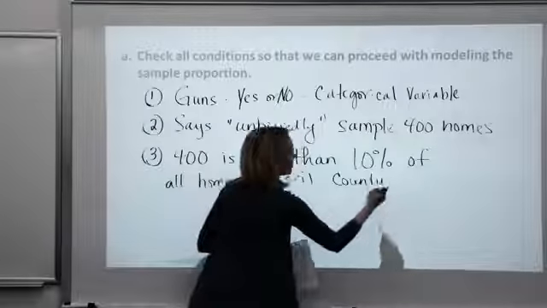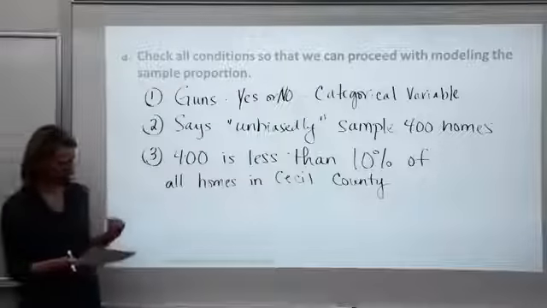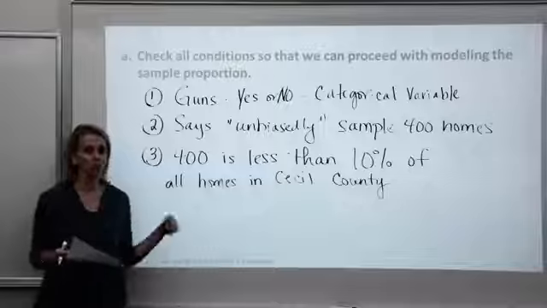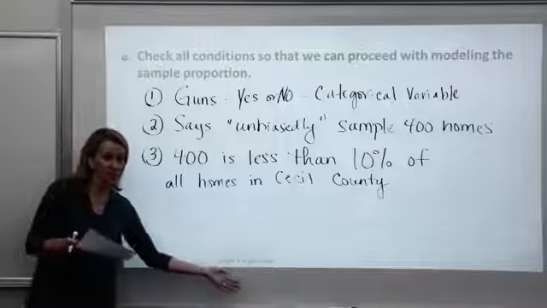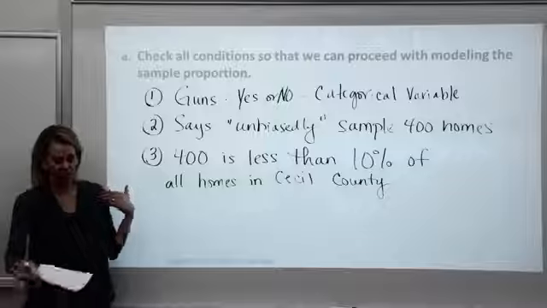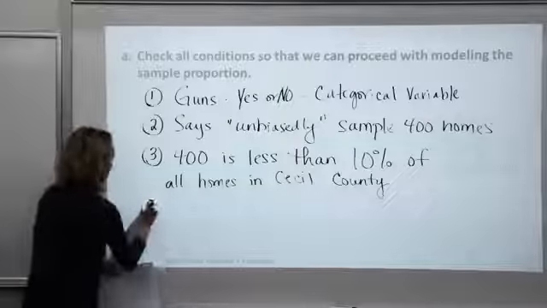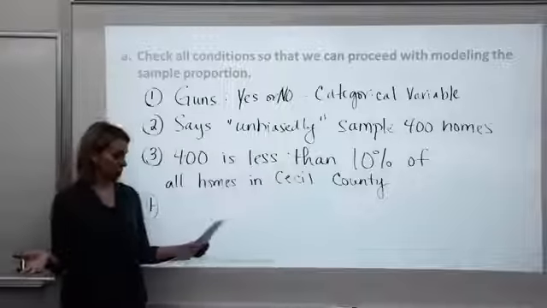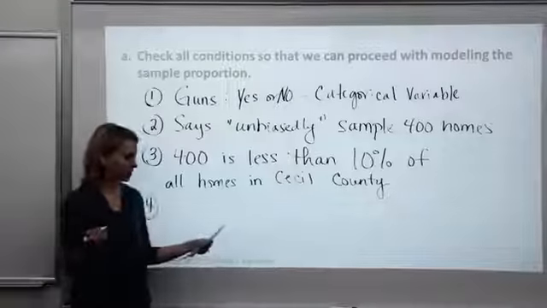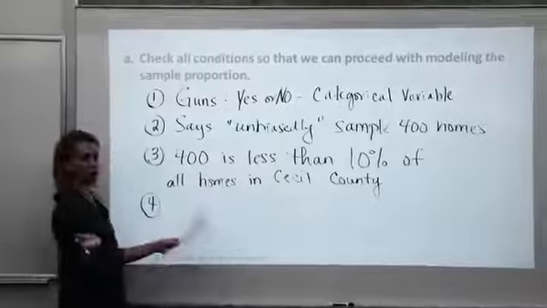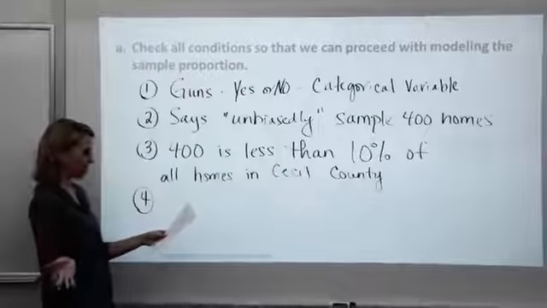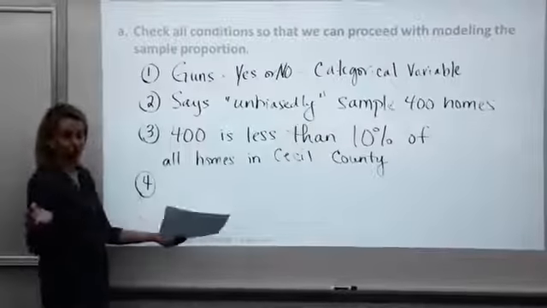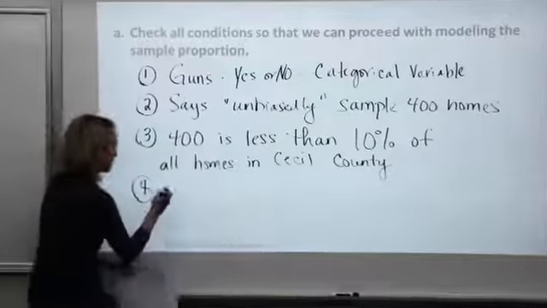That condition's met. And then there was a last condition, the success failure condition: we need to be expecting at least 10 households that would contain a gun and at least 10 households that would not contain a gun. Out of 400 homes, if the national figure is 45% of them contain guns, then we would expect 400 times 45%, or 180 homes, to have a gun, and then the remaining 220 would not. Both of those clearly exceed 10.